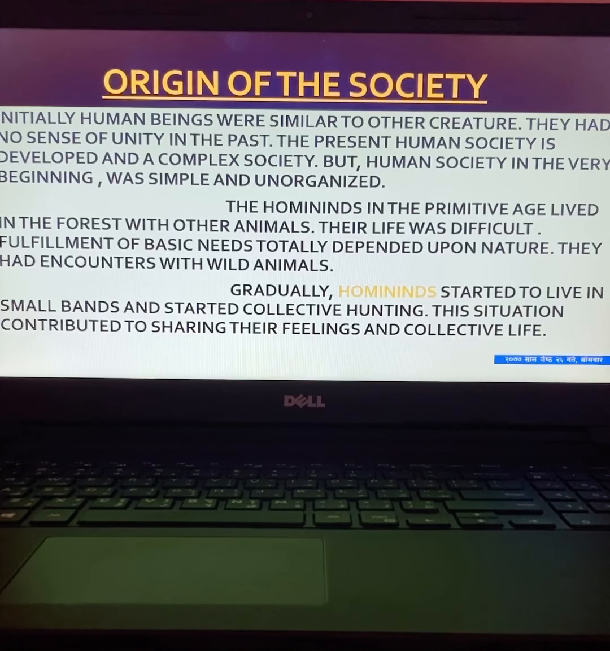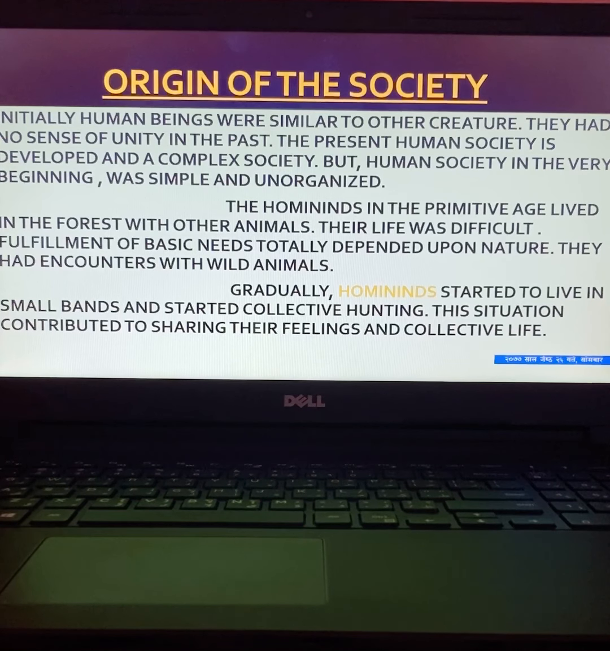For survival, we tended to hunt animals. Gradually, hominins started to live in small bands and started collective hunting. This situation contributed to sharing their feelings and collective life.